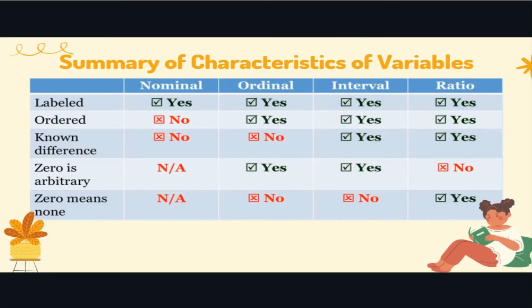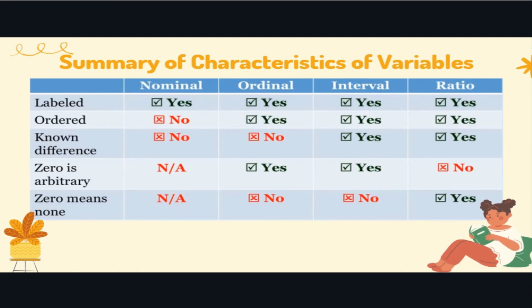Now, remembering the basic differences can help you remember the different variables. Let us all remember that nominal is named, ordinal is ordered, interval has a known interval or difference, and ratio has a true zero.